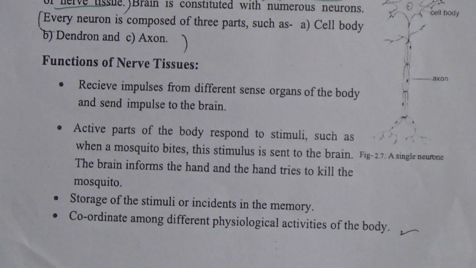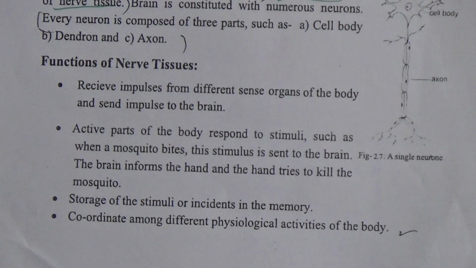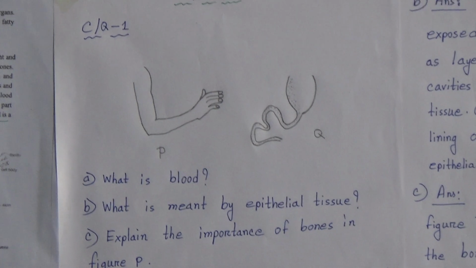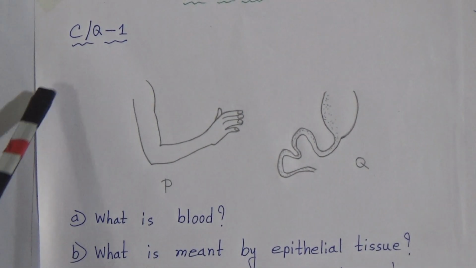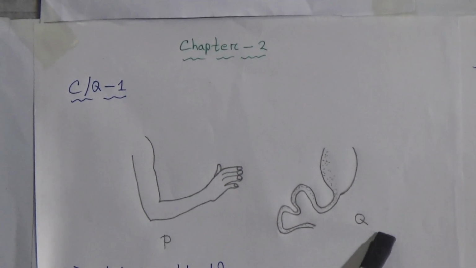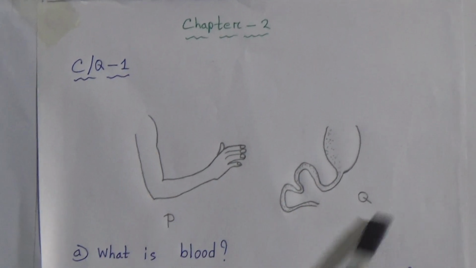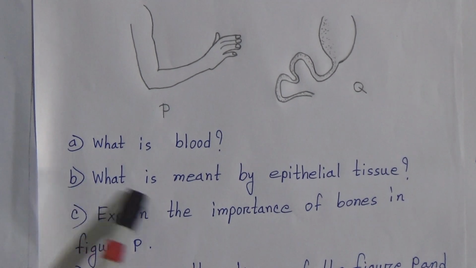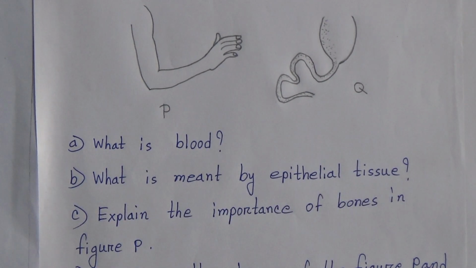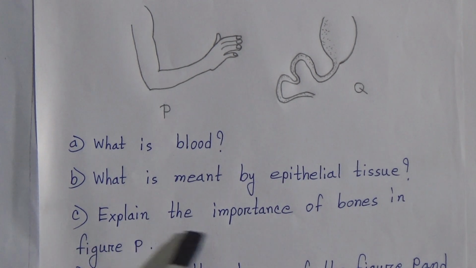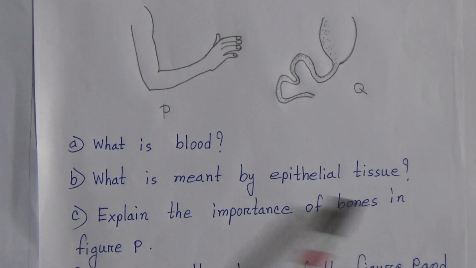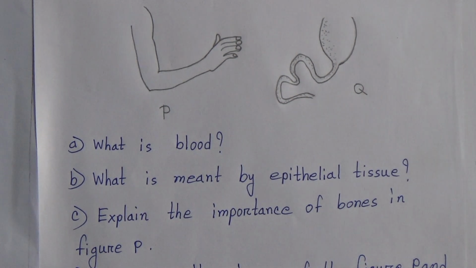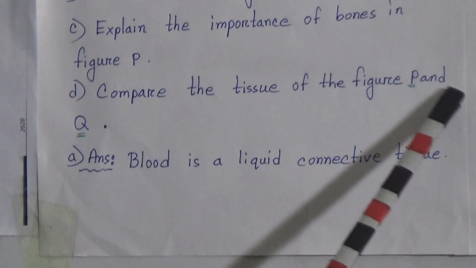Students, now we have finished the reading of this chapter. Now we will solve creative question number 1 of this chapter. Here is the question. Look here. This is creative question number 1 and here is the stem. Here are figures P and Q. The A question is: what is blood? The B question is: what is meant by epithelial tissue? The C question is: explain the importance of bones in figure P. D: compare the tissues of figures P and Q.